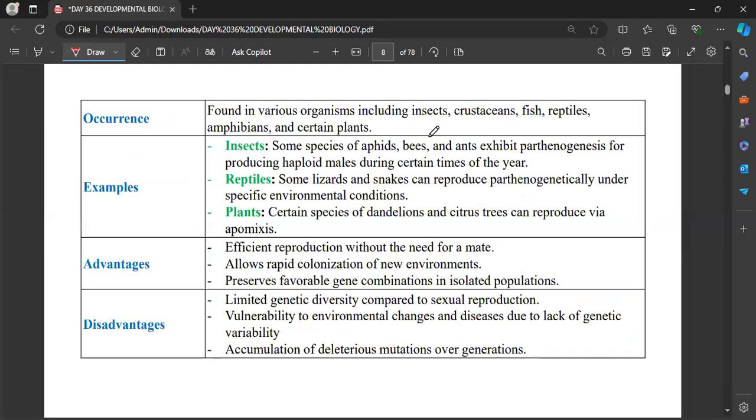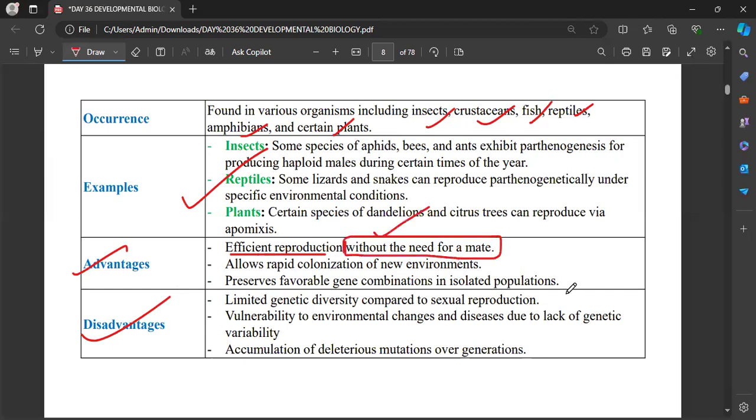Now, where can we find this process? Insects, crustaceans, fish, reptiles, amphibians, and certain plants. These are all examples where we can find the process of parthenogenesis. So what are all the pros and cons, that is, the advantages and disadvantages? The advantage is efficient reproduction without the need of a mate.